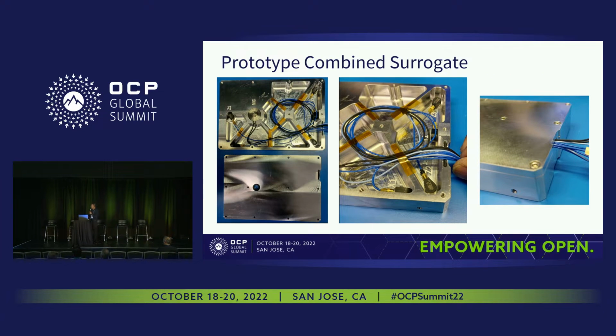Last year, we released the acoustic surrogate, which has only the microphones. This year, we're looking at including the combo surrogate, including the accelerometers. So there's a little bit more cable to manage. I do have a sample if somebody would like to have a look later.